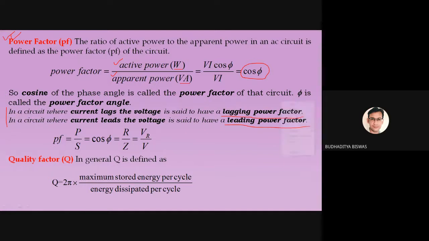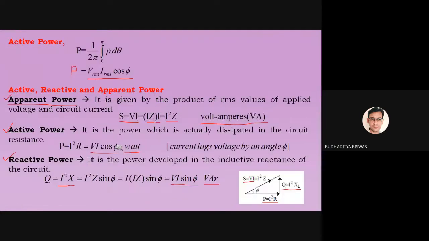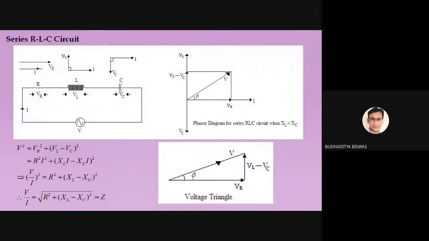So there is a formula. Power factor is denoted by small pf. Small pf means power factor. It's equal to P by S, cos phi, or you can say it's equal to R by Z from the impedance triangle, because you have studied the impedance triangle. So what is the cause of this angle? Who can tell me what is the cos of this angle? So it's VR by V. That means VR by V is also a power factor.